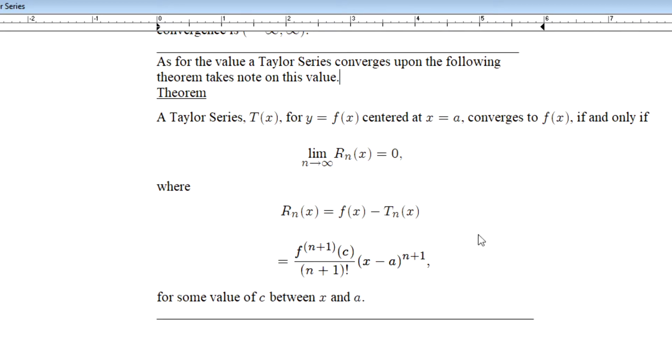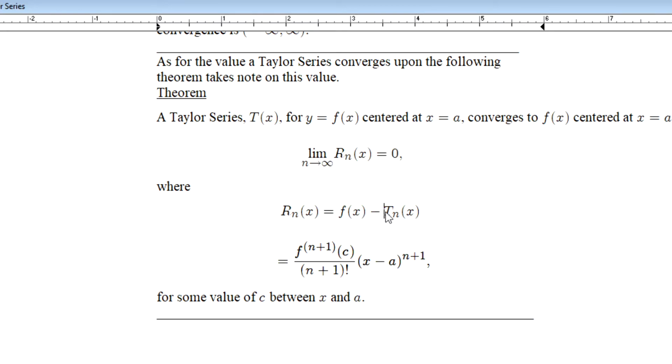the Taylor series for our function y equals f of x centered at x equal to a converges to f of x if and only if the limit of the remainder, which is essentially the difference between the function and the Taylor polynomial given by T sub n of x, this remainder R sub n of x, heads to 0 as n heads off to infinity.